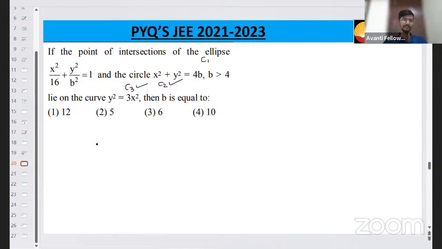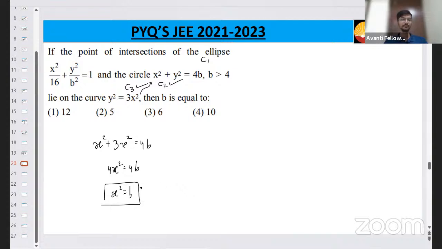Let us solve C3 and C2. So I'll substitute y equal to 3x square here. So I'll get x square plus 3x square is equals to 4b. So 4x square is equals to 4b. So I got x square is equals to b.